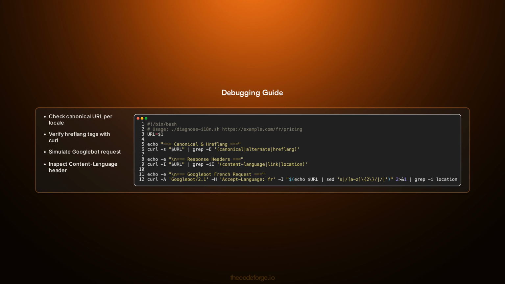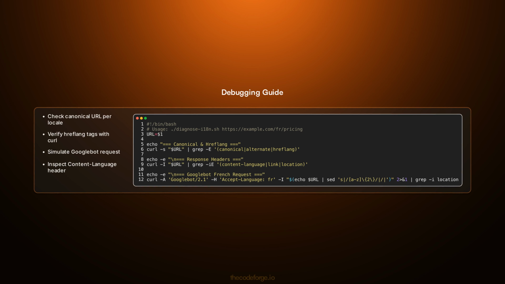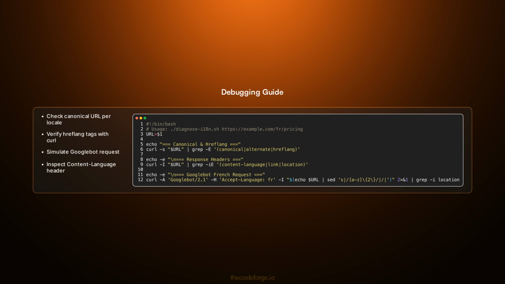Use these curl commands to diagnose i18n issues. First, check the canonical and Hreflang tags in the HTML, then inspect response headers for content language. Finally, simulate a Googlebot request to verify the middleware serves the correct locale.